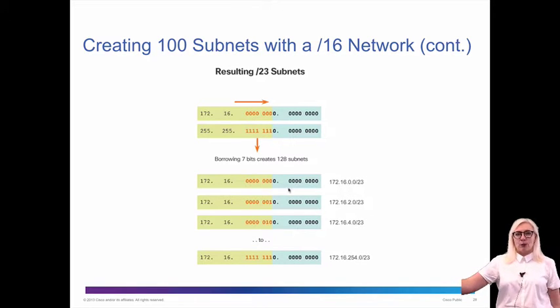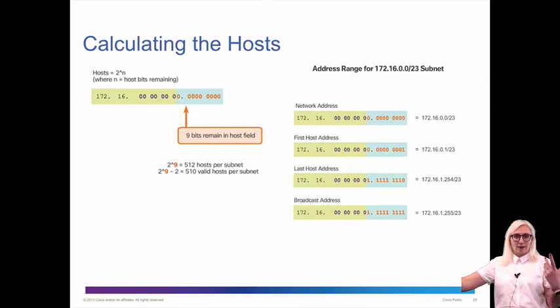And putting them back into decimal numbers will give me 172.16.0.0/23, 172.16.2.0/23, 172.16.4.0/23, and up to 172.16.254.0/23. So it's basically just doing the hard binary work and calculating all of them.